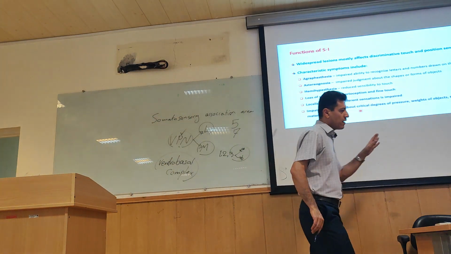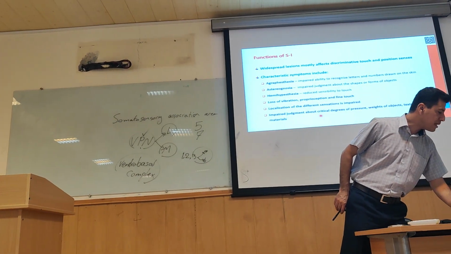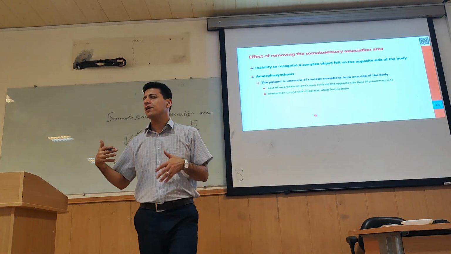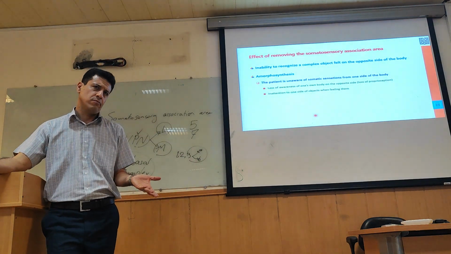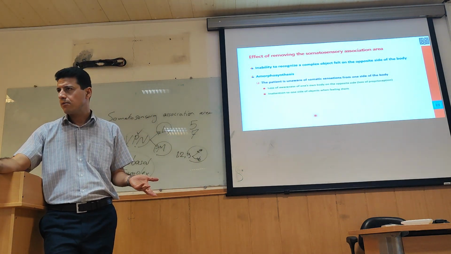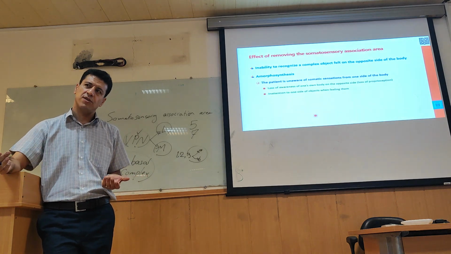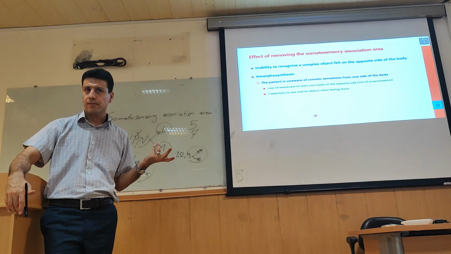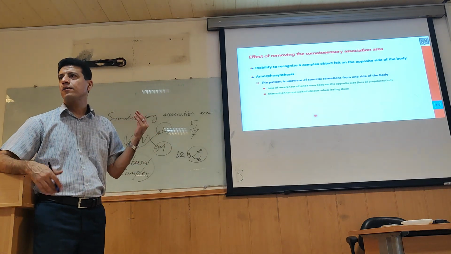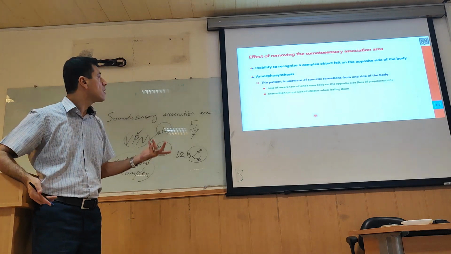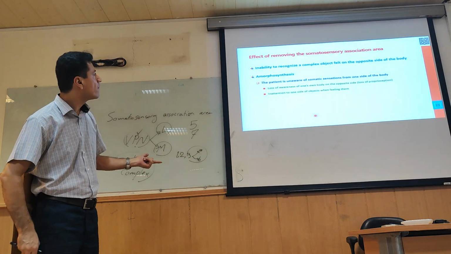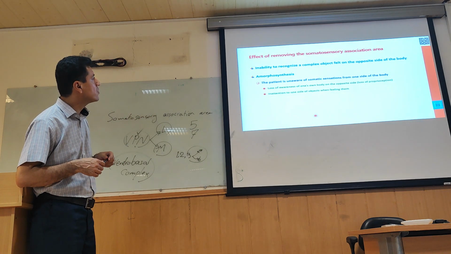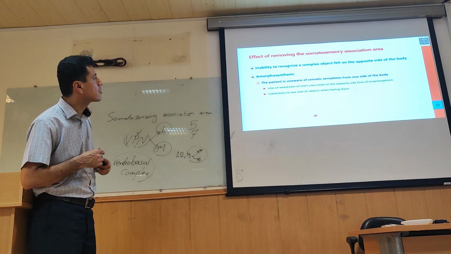Alright? So this is the function of S1, somatosensory area 1. We don't know much about somatosensory area 2. We know that this area is related to somatic sensation, but its contribution to the sensation is not so clear. But we know a lot about the association areas, Brodmann areas 5 and 7. Removal of the somatosensory association area causes inability to recognize complex objects.